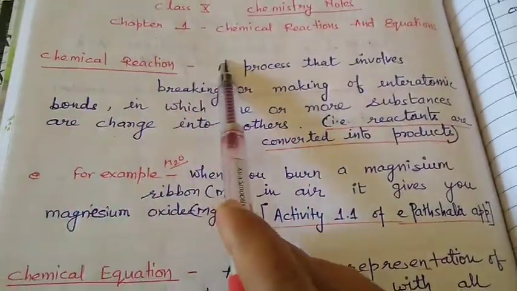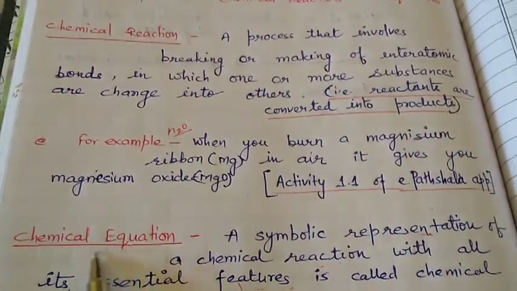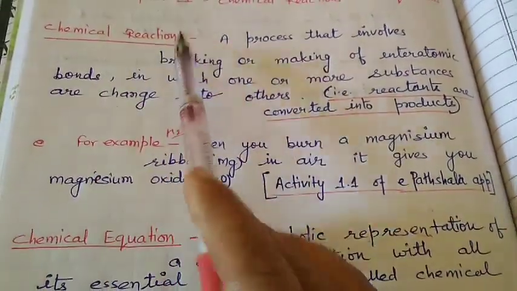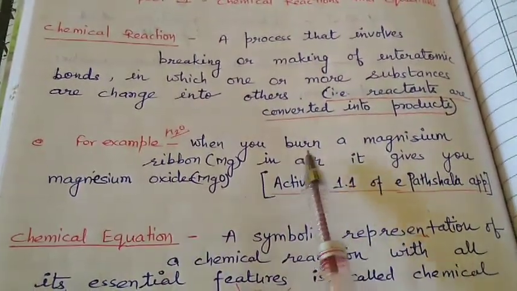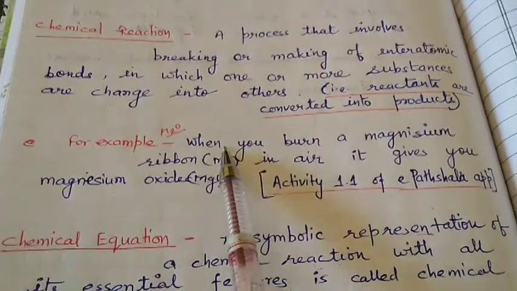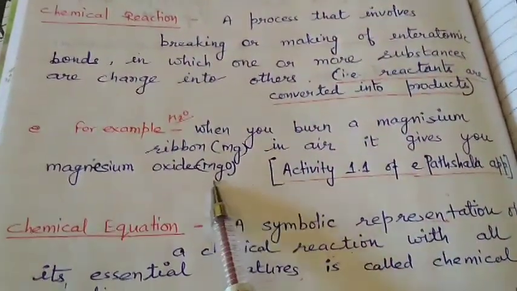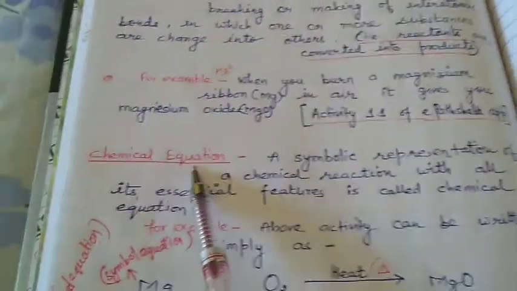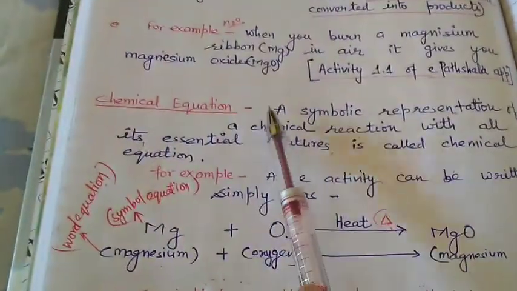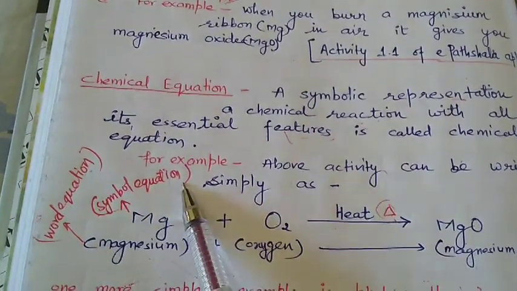Now, the chemical equation. The way of writing a chemical reaction is simply called a chemical equation. It is the easiest way of writing a chemical reaction. For example, you burn a magnesium ribbon in air and it gives you magnesium oxide. You cannot always write it in the form of a sentence, so we have an easier way to write it down. Those ways are known as chemical equations. There are two kinds of equations: one is the word equation, the other is the symbol equation.